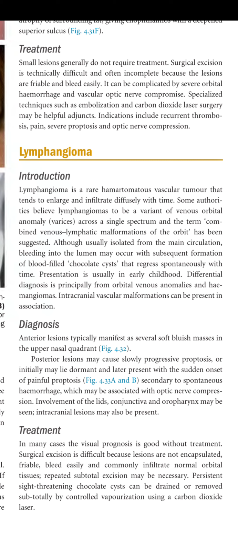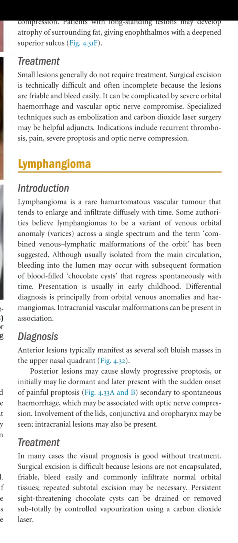cyst that regress spontaneously with time. Presentation is usually in early childhood. Differential diagnosis is principally from the orbital venous anomalies and hemangiomas. Intracranial vascular malformation can be present in association.